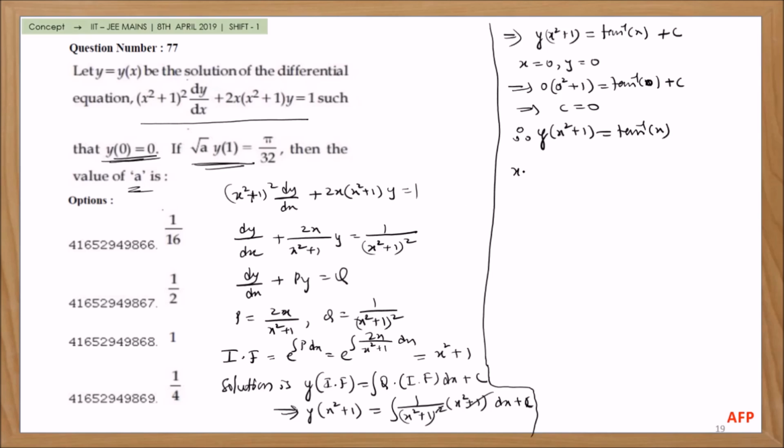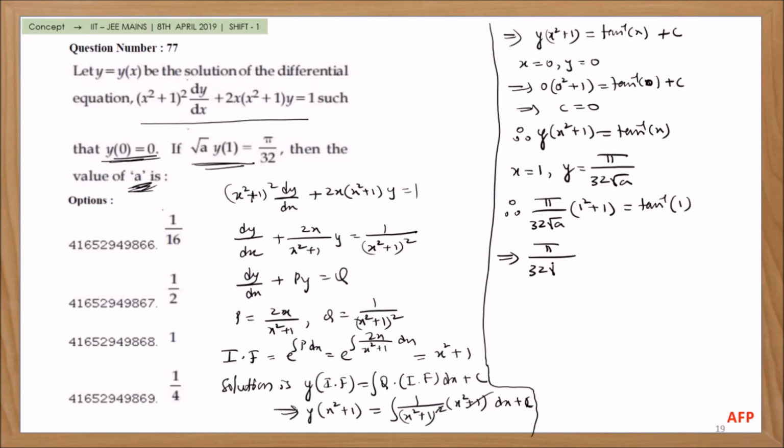Here in this condition, x is equal to 1 and y is equal to pi divided by 32 root a, and a is the value we are supposed to find. Okay, so therefore pi divided by 32 root a is equal to tan inverse of (1 square plus 1), which is nothing but tan inverse of 1, which is pi by 4. Okay, so now we can cancel out.